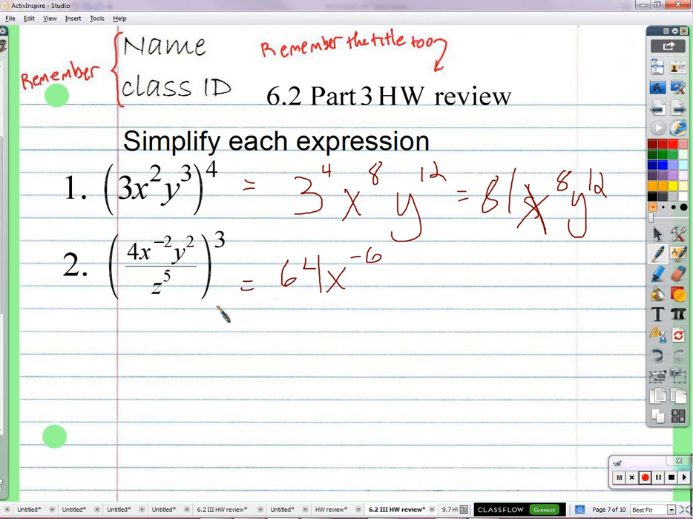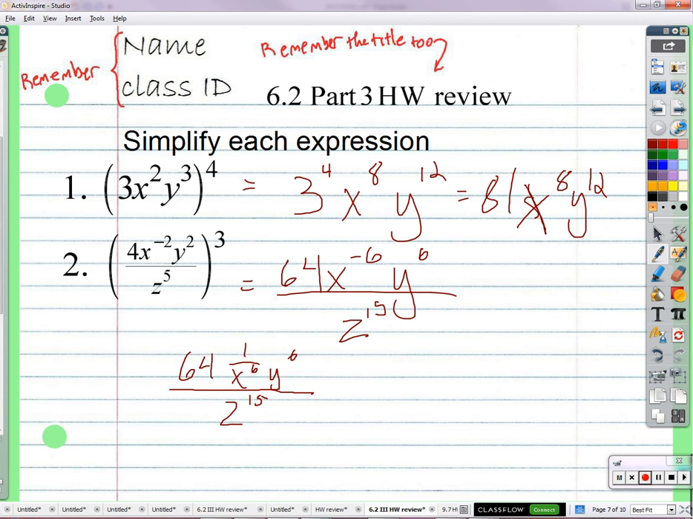And y squared, what would that be? Six of those guys. All over z to the 15th, because the denominator would appear three different times, 5 z's each, 15 total. Anything else to do, Grayson? So you need to make the x to the negative 6 power positive. So just have a 1 over it and cancel out the negative. So 64, 1 over x to the 6th? Yep. Y to the 6th over z to the 15th.